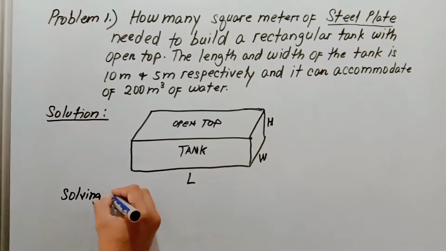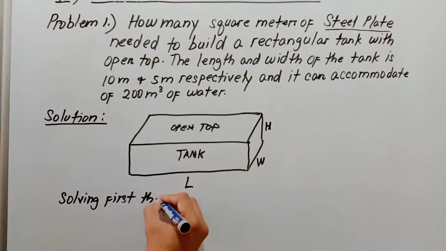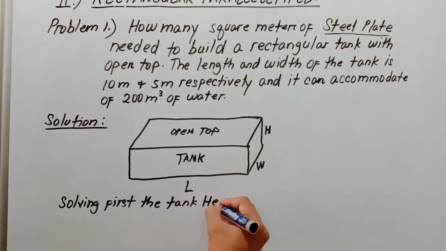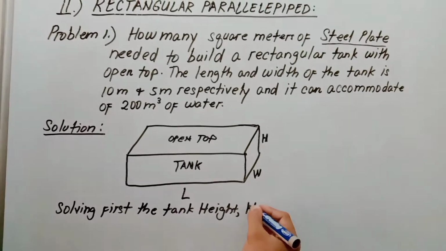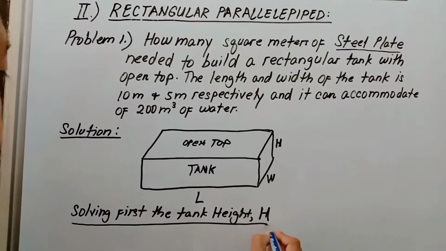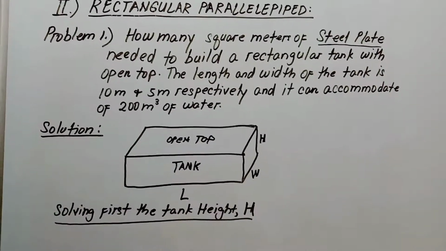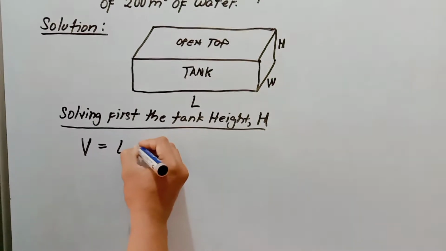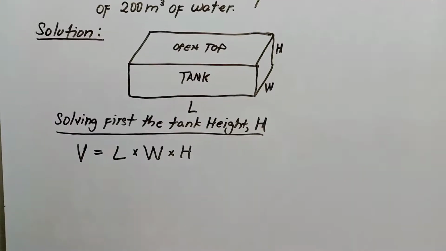So solving first the tank height, h, in terms of meters, because the unit is in terms of meters. So what is the formula for volume of a rectangular parallelepiped? As we studied earlier, volume is equal to length times the width times the height, right?